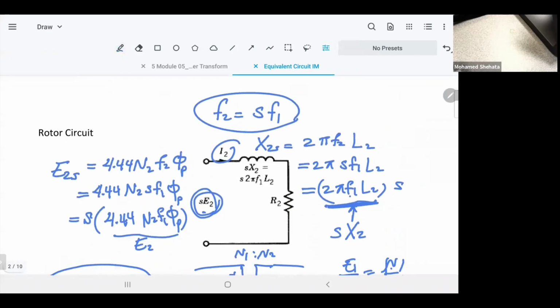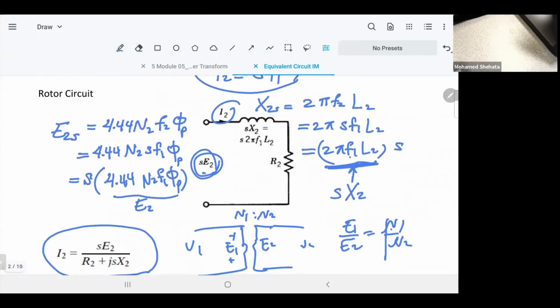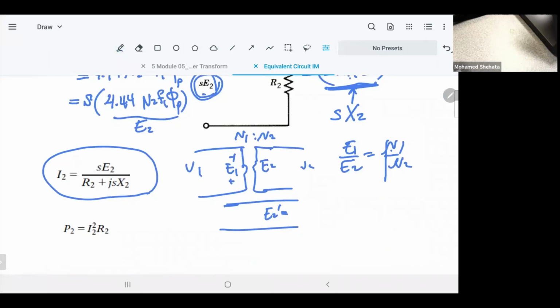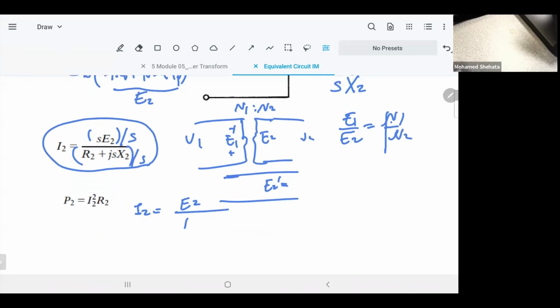All right. You divide by S. Divide the equation by S. You have I2 equal to SE2 divided by R2 plus jSX2. So you divide here by S, you divide this by S. When you divide by S, you get I2 equal to E2 over R2 divided by S plus jX2, and the S can be cancelled.